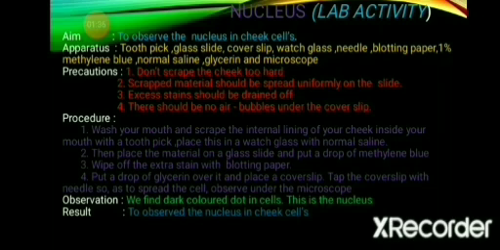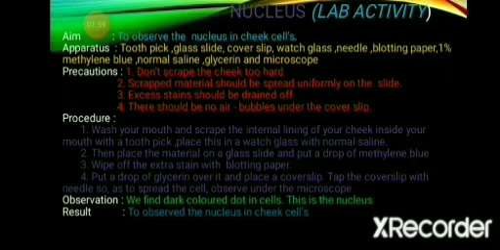Next, wipe off the extra stain with blotting paper. Put a drop of glycerin over it and place a cover slip. Tap the cover slip with a needle so as to spread the cells. Observe under the microscope. How to observe in this activity?